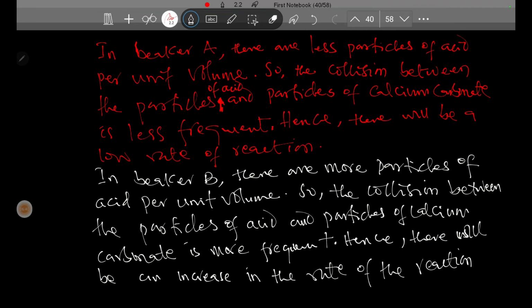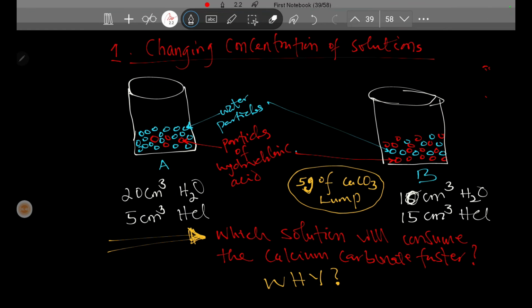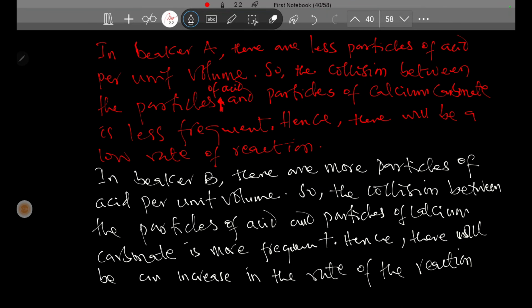Now, in beaker A, there are fewer particles of acid per unit volume. Just like you can see, 20 cm³ of water in beaker A and 5 cm³ of hydrochloric acid. So there is a lesser amount of acid particles in beaker A. So the collision between the particles of acid and particles of calcium carbonate is less frequent. Hence, there will be a low rate of reaction.